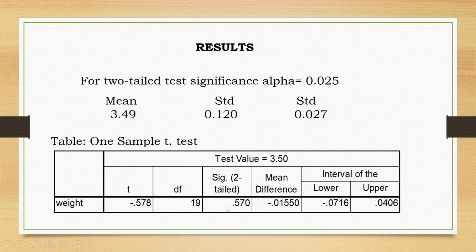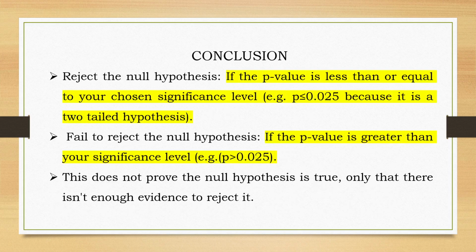The two-tailed significance level is 0.57, which means that it is within the acceptance region. So it is greater than 0.025, and when it is greater than 0.025, we are going to accept the null hypothesis, the null hypothesis that the weight of the newly born male babies is 3.50 kilograms.